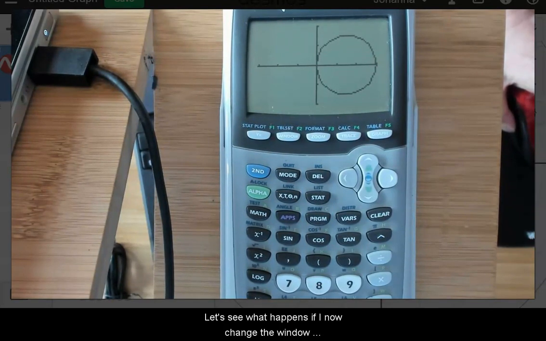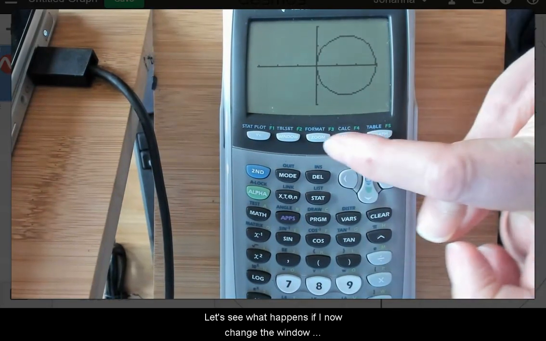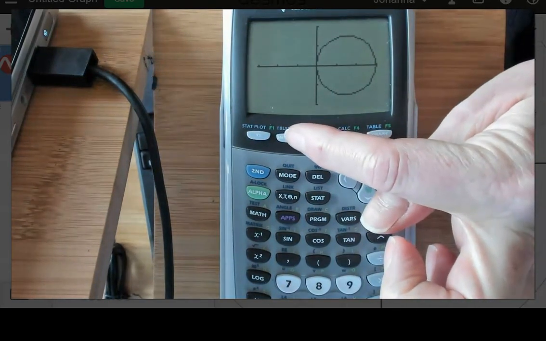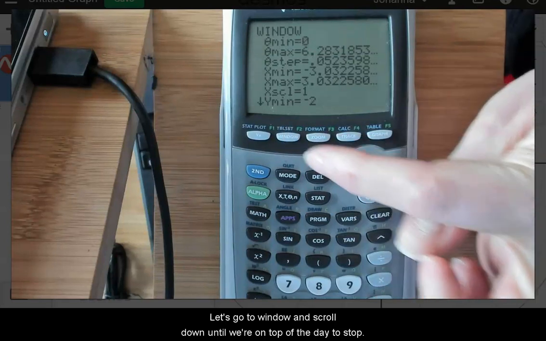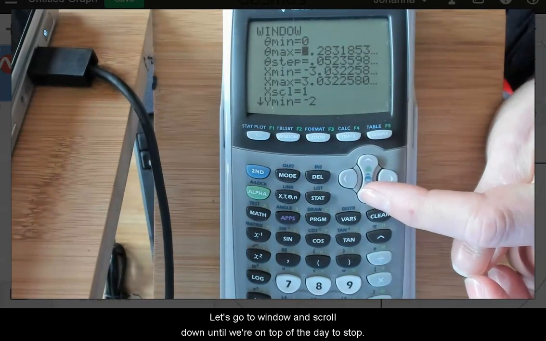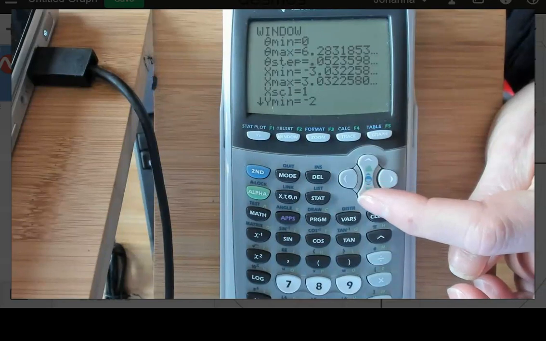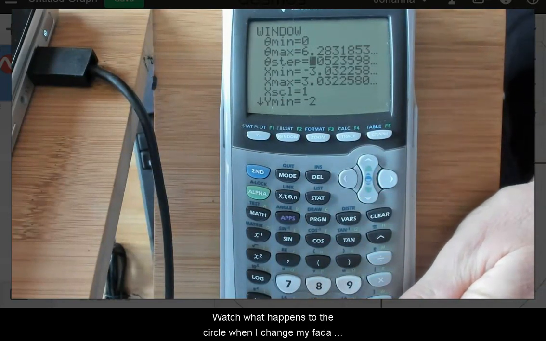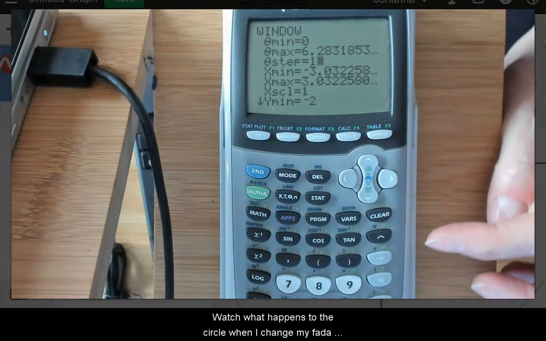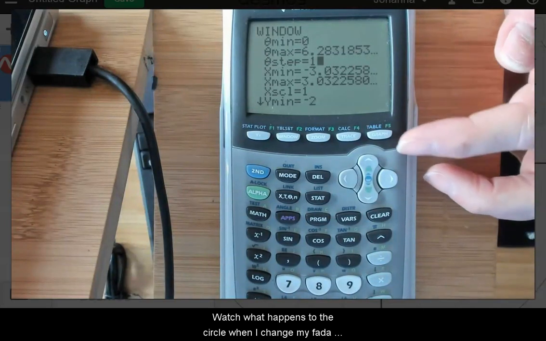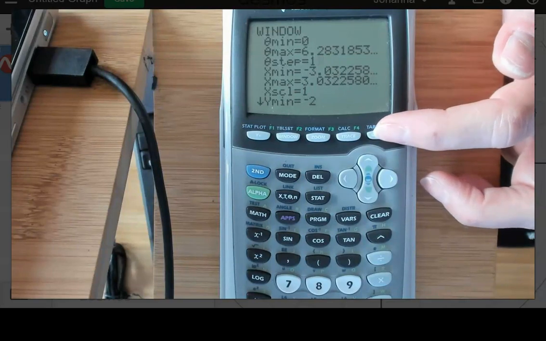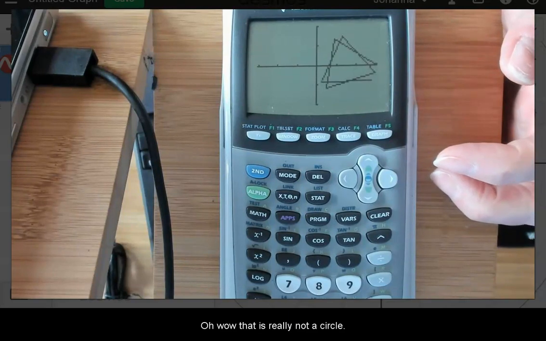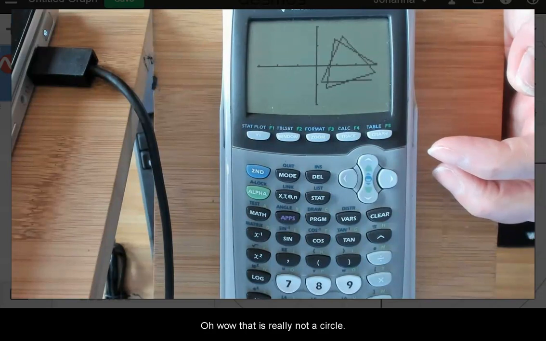Let's see what happens if I now change the window value and theta step. Let's go to window and scroll down until we're on top of theta step. I'm going to enter the value of 1. Watch what happens to the circle when I change my theta step from pi divided by 60 to 1. Oh, wow, that is really not a circle.